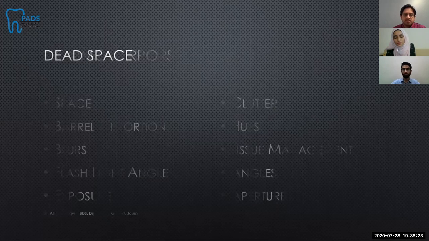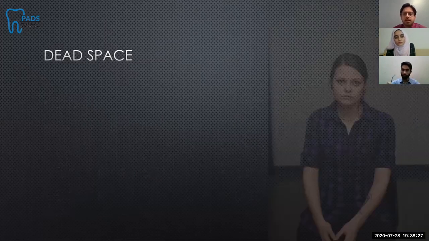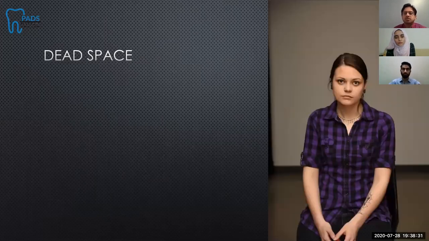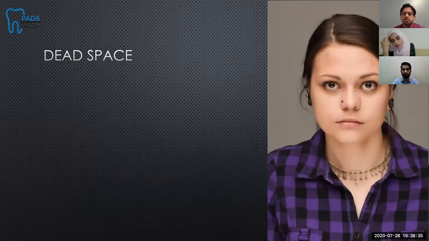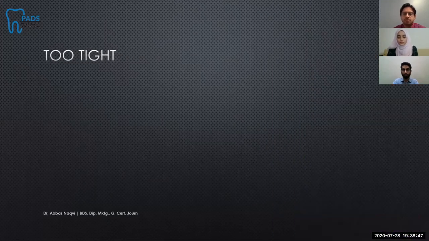Here are now examples. Dead space, you see there's a lot of space around the subject, as opposed to this, which is a fairly balanced composition. And when you talk about extraoral photography of patients, this is something you want to change. On the other extreme, this is a bit too tight, too close. Again, we want a balanced composition, balanced framing. This is what that looks like.